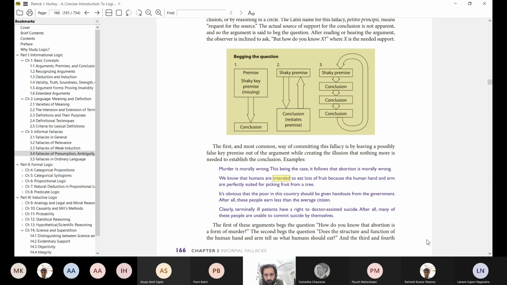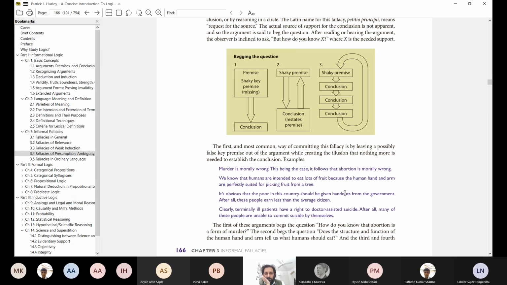Okay, let's go for Aryan. What about the next? Sure. It's obvious that the poor in the country should be given handouts from the government. After all, these people earn less than the average citizen. Should I go ahead? Sure, so you can try your hand. What's the missing premise here?